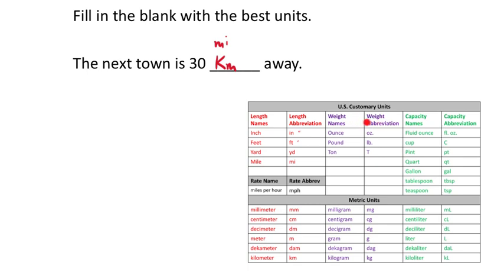No, because now you're dealing with weight. What kind of town is 30, what the crap? How can it be 30 ounces away? You see what I'm saying? Like, away indicates some form of distance. And so we should choose a form of distance or length.